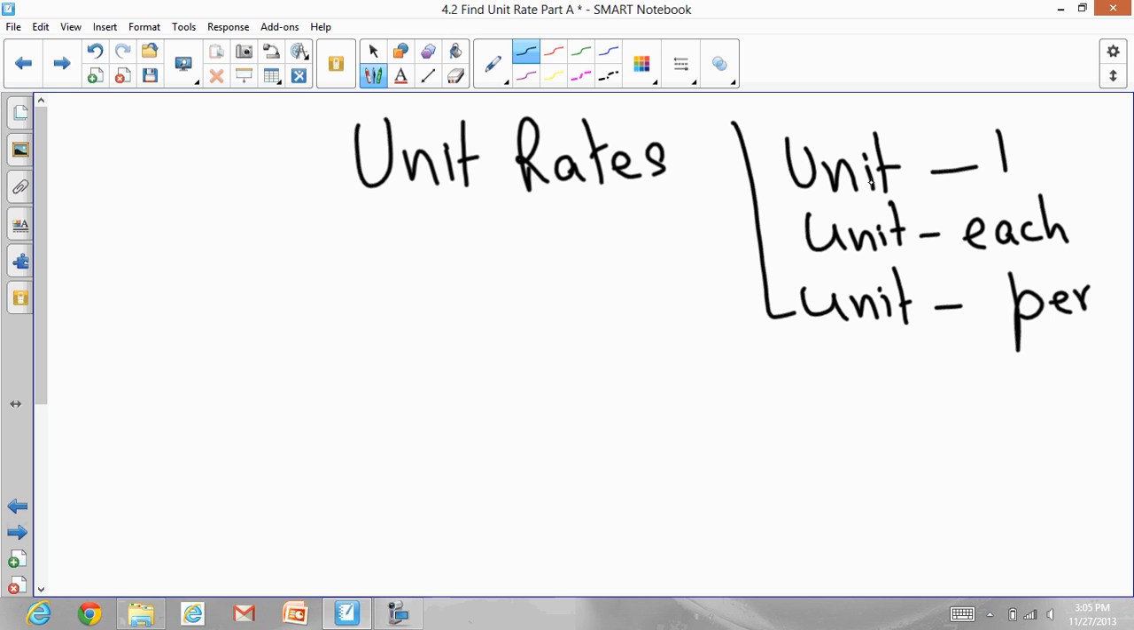Unit rate. Unit means for one. Unit also means the same as each. Unit also means the same as per.